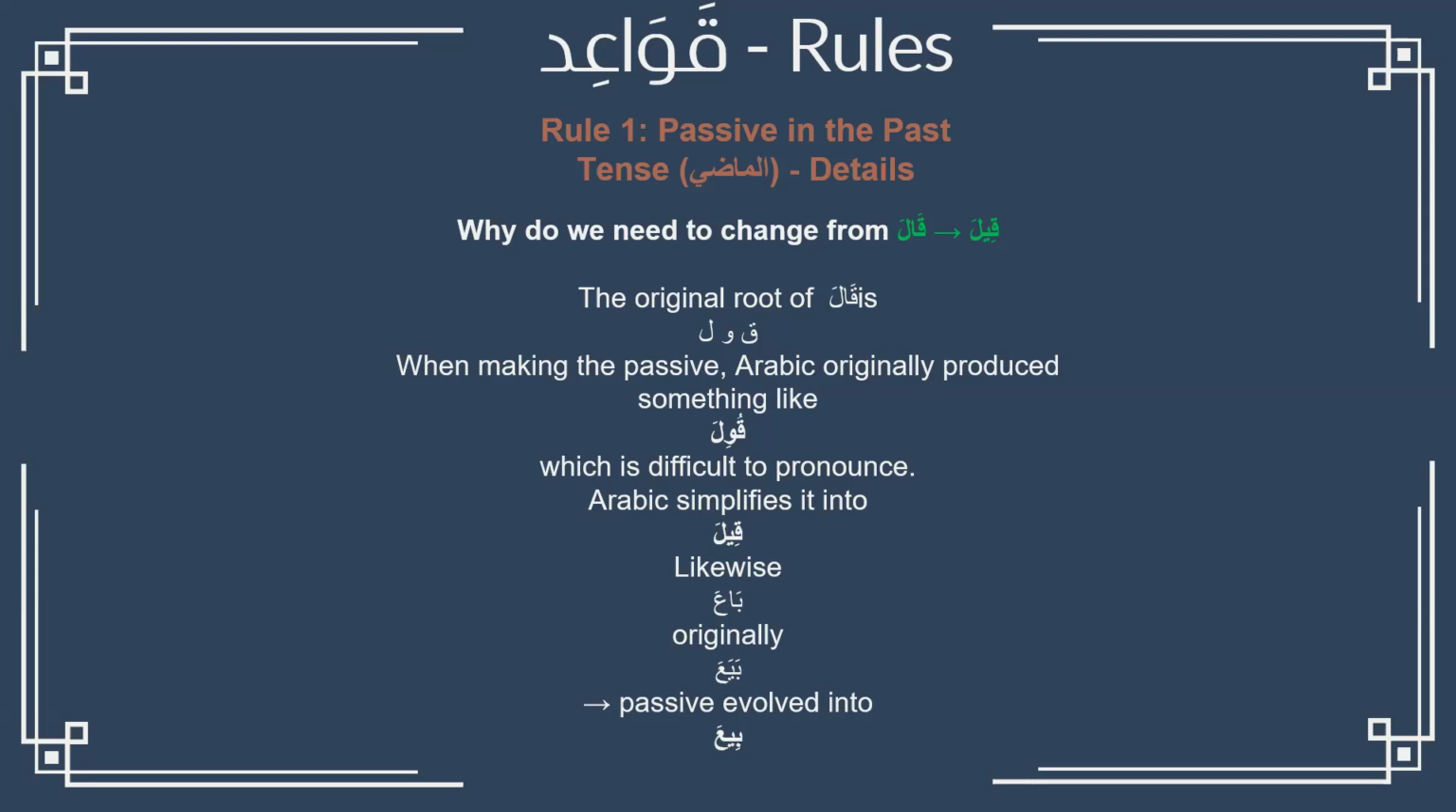So Arabic simply changes from quwila to qila. It completely removes the waw from there. So just call it qila because it's easier to pronounce, right? For example, ba'a, originally it will be buyi'a. Buyi'a is definitely difficult to pronounce. So whenever you have a ya, alif, or waw in the middle as a middle letter, Arabic will simply change that into a kasra sound. Put a kasra on that word, and instead of making it difficult to pronounce, just simply put a kasra underneath.